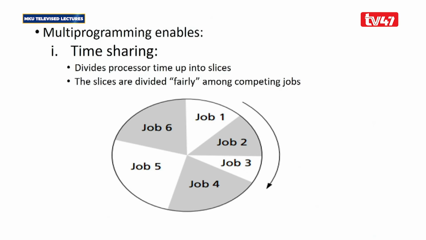Then we also have what multiprogramming enables. It enables time sharing, whereby we are switching between jobs, dividing the CPU time in slices of equal amounts, and we are giving each of the jobs some time to execute until we finish. Now, the slices are divided fairly among competing jobs. In this case, competing jobs are the jobs that we have in our processor that are ready to be executed.